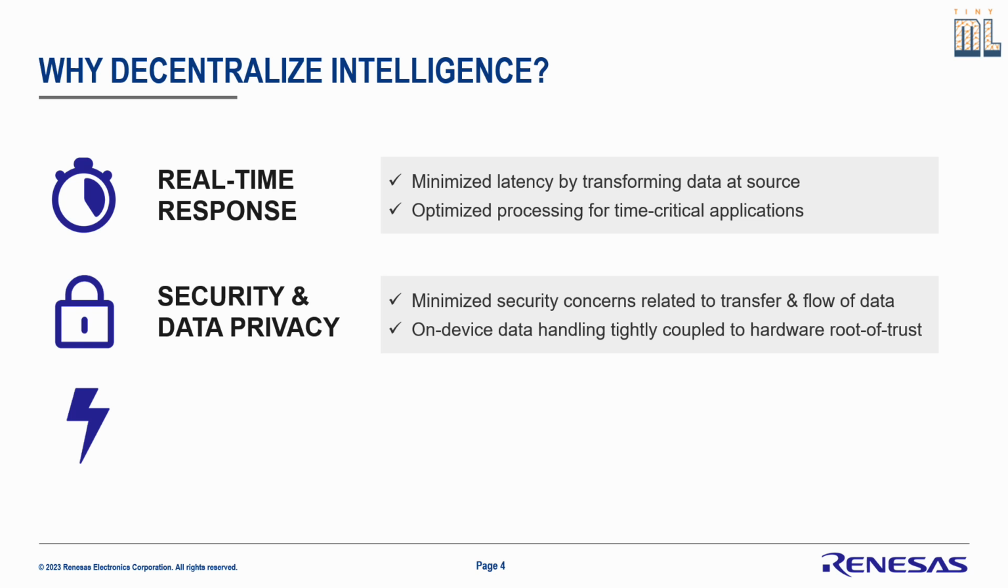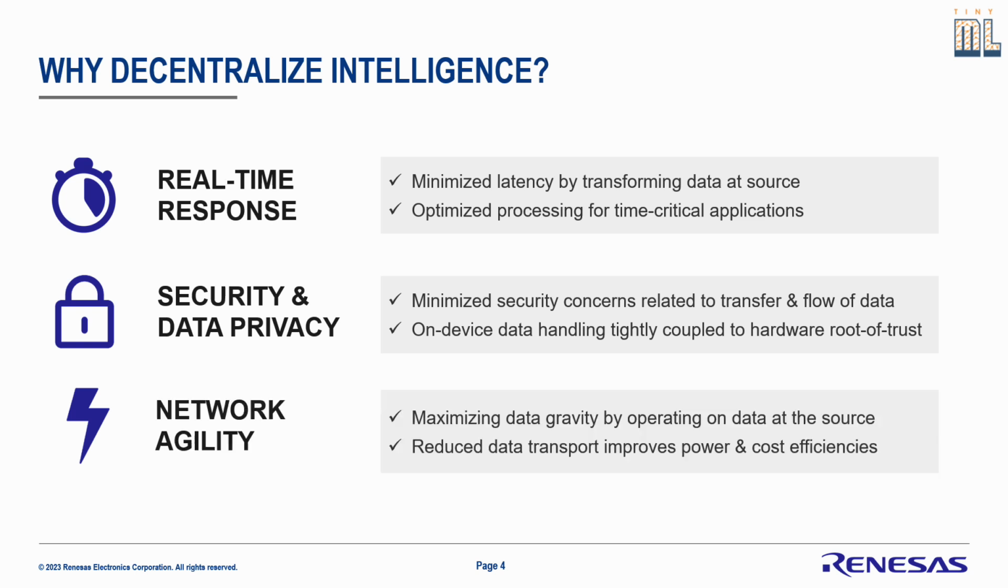One last thing is network agility, which leads to power reduction, because running the inference at the edge does not require circuits and facilities able to transfer data over the network, just transmit and receive information. So overall, this reduces the amount of power that the silicon is consuming.